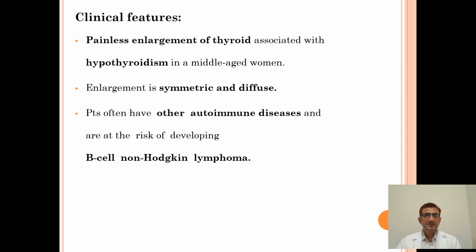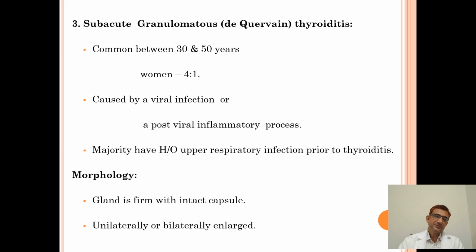Clinical features of Hashimoto's thyroiditis: it is painless enlargement of the thyroid gland associated with hypothyroidism in a middle-aged woman, and the enlargement is always symmetric and diffuse. Patients often have other autoimmune diseases and are at risk of developing B cell or non-Hodgkin's lymphoma.